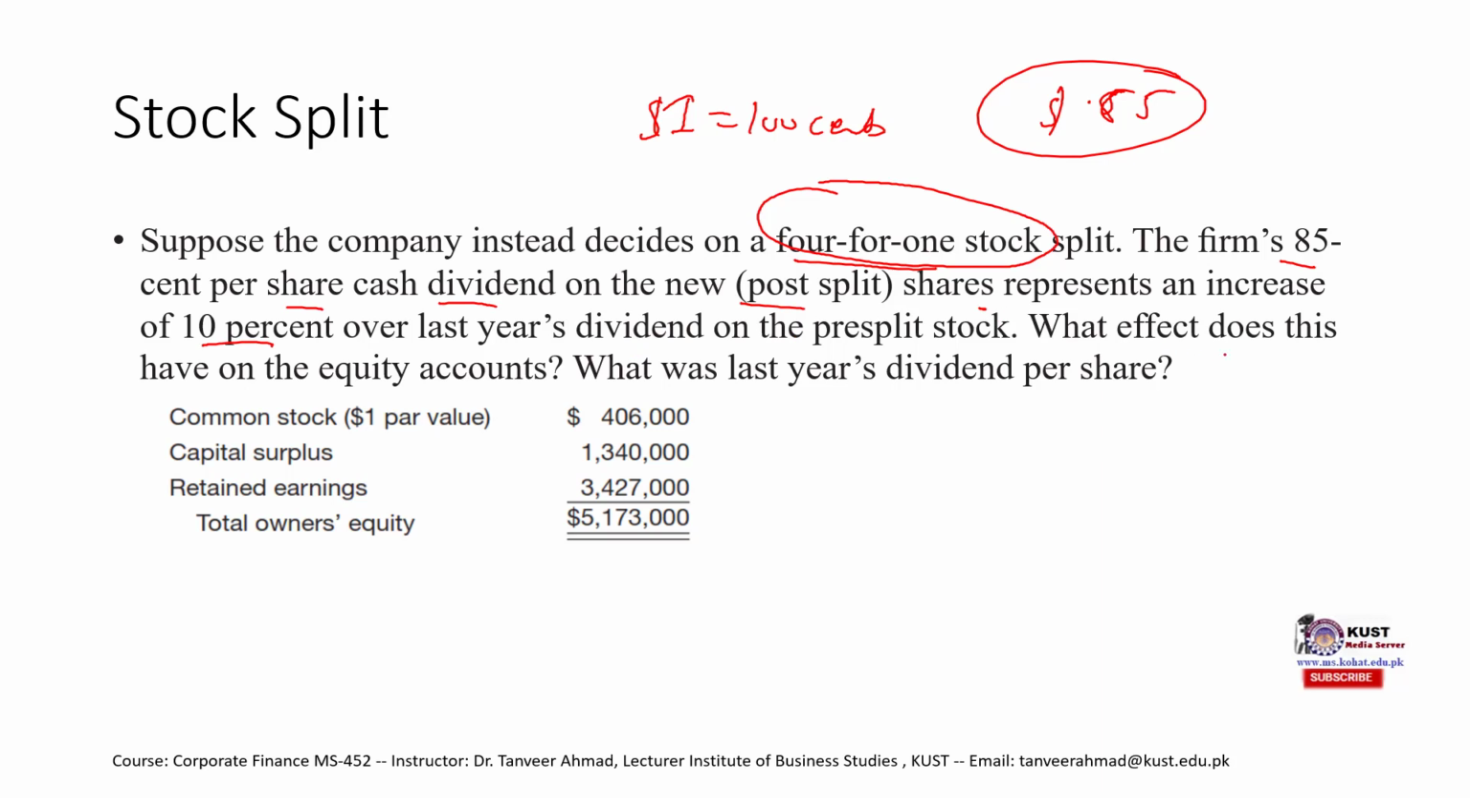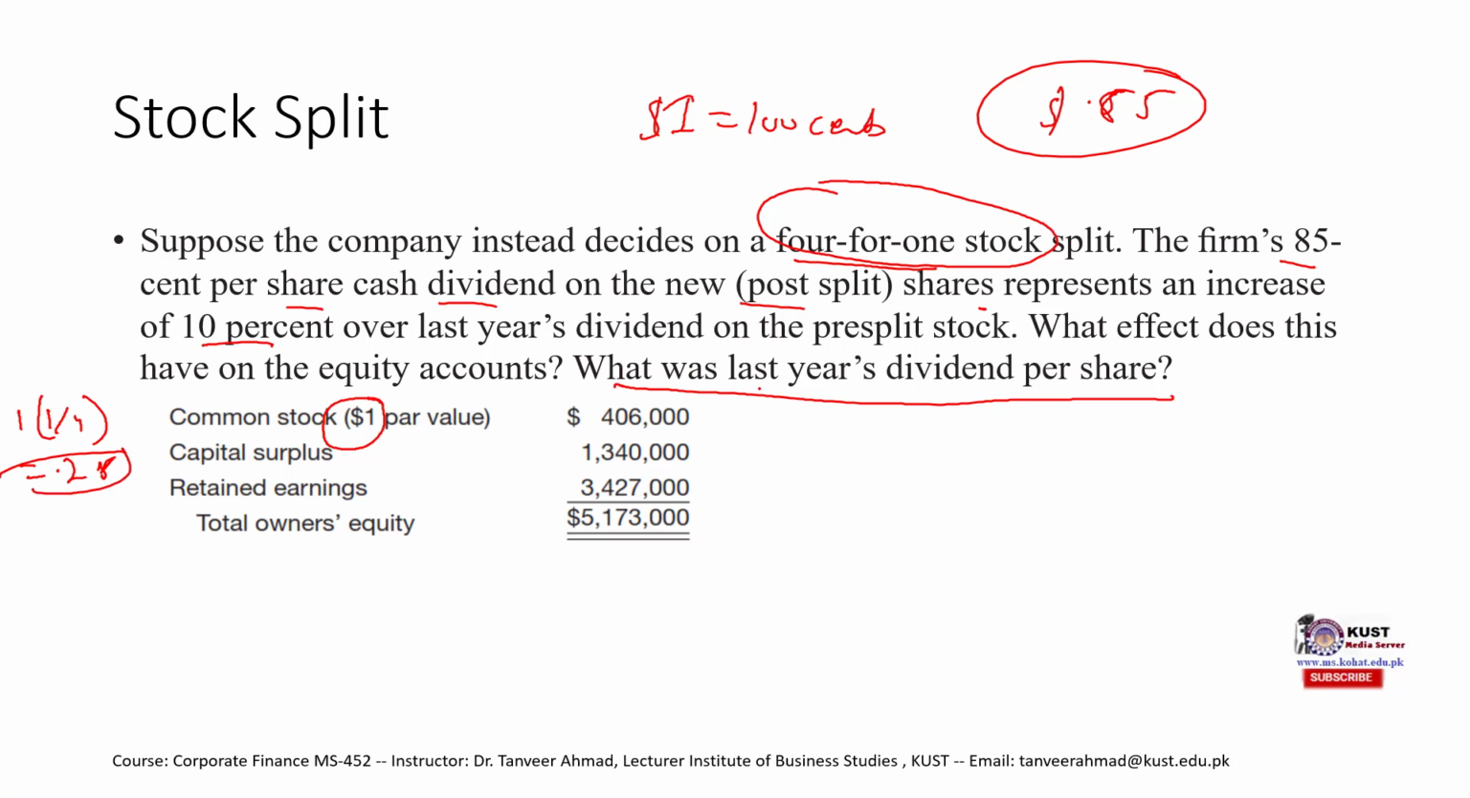So what effect does this have on the equity account? What was the last year's dividend? So what we need to find out is the last year's dividend and the effect on the equity account. The equity account effect is quite simple. We know that in case of a stock split, only the par value would change, and it would change by the ratio. Previously it was $1 and the ratio is 4-to-1, so the reciprocal would be 1-to-4, so the new par value would be 0.25. So this would be the only change in case of a stock split.